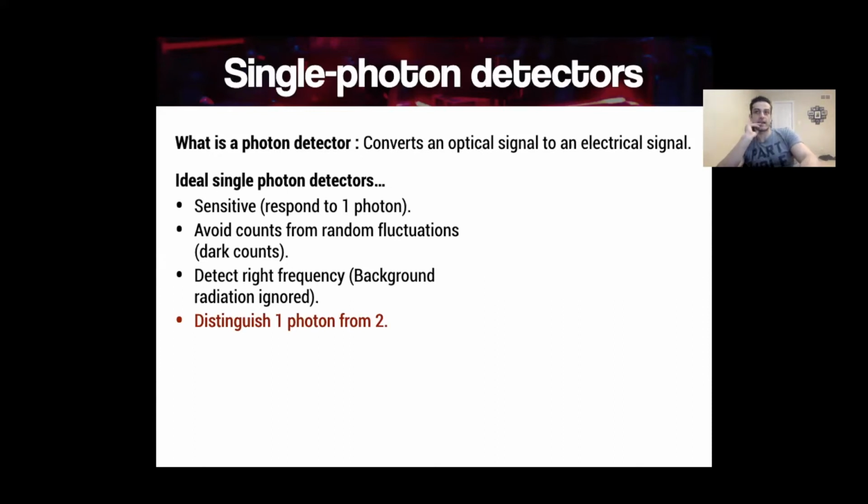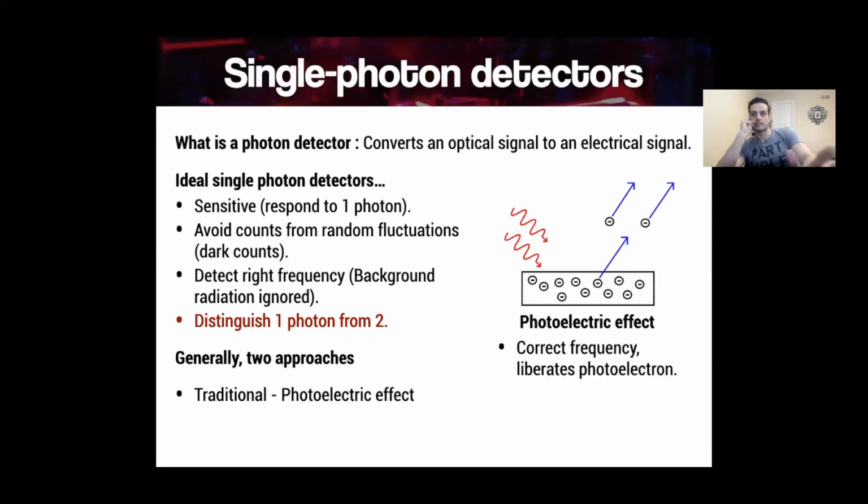Technologically, the first three elements have been achieved with good success. But the next frontier is reliably distinguishing one photon from two. Generally, there are two approaches to this. One is the more traditional photoelectric effect. The photoelectric effect is what got Einstein his Nobel Prize.